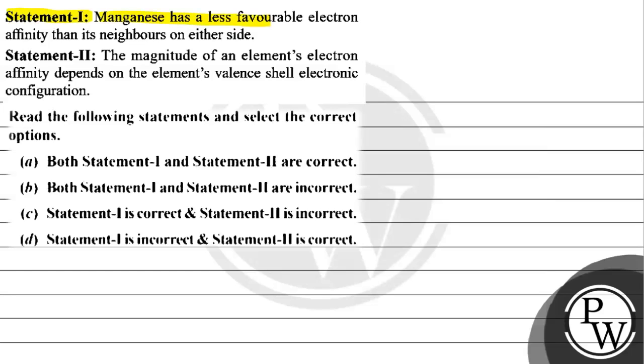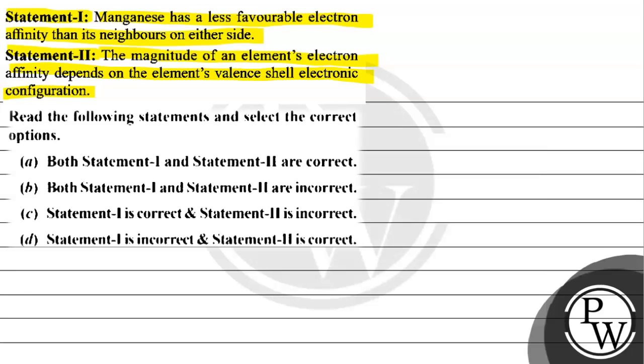Statement 1: Manganese has a less favorable electron affinity than its neighbor on either side. Statement 2: The magnitude of an element's electron affinity depends on the element's valence shell electronic configuration. Read the following statements and select the correct option. These are the options given to us.